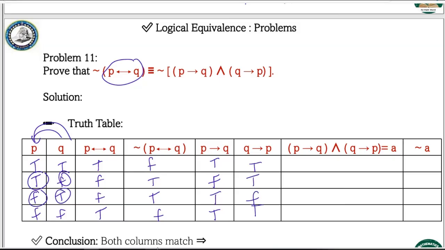Then for this we have to find the conjunction of both: T and T is T, otherwise it is false. Now we have to negate this, it will be F T T F.